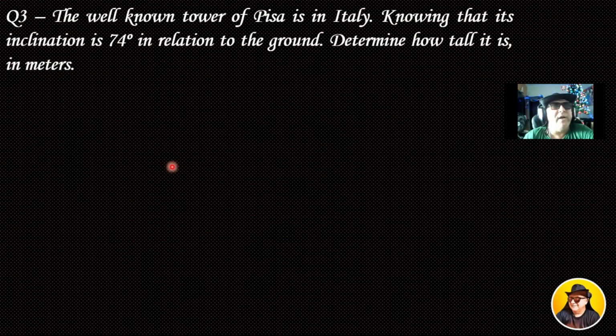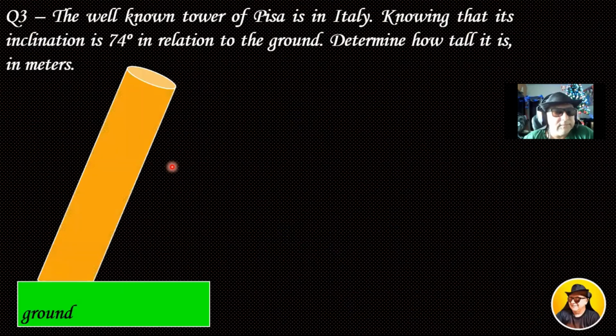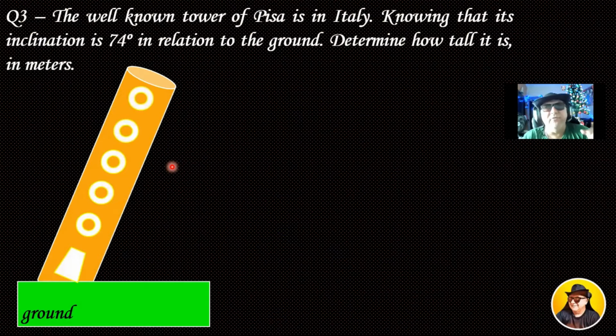Let's go to question number 3. Question number 3. The well-known Tower of Pisa in Italy, knowing that its inclination is 74 degrees in relation to the ground, determine how tall it is in meters. Let's see, the ground, the Tower of Pisa. In fact, the figures are only to illustrate our problem, to put you in the situation, you see?